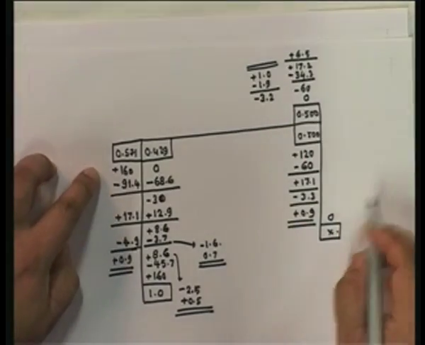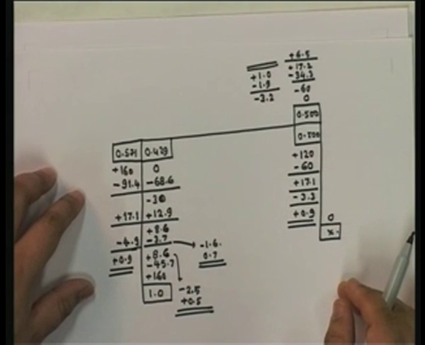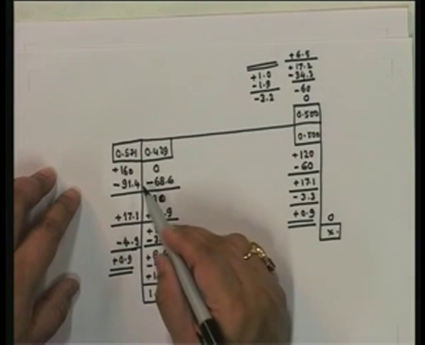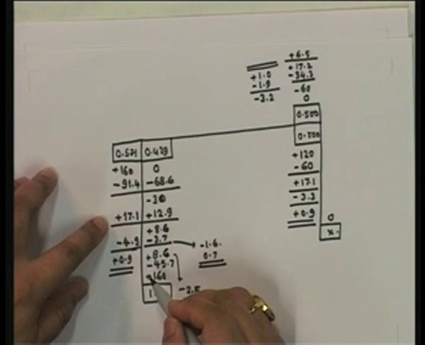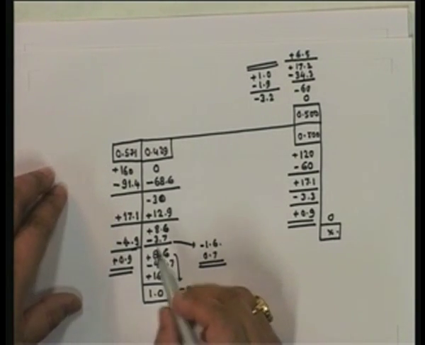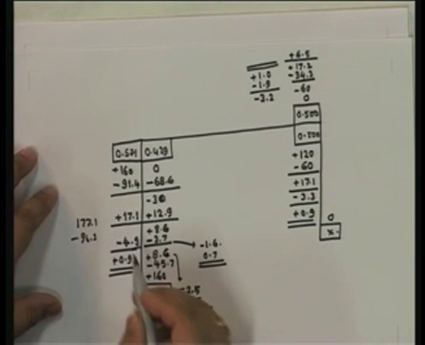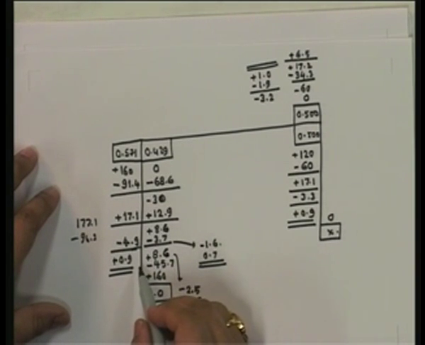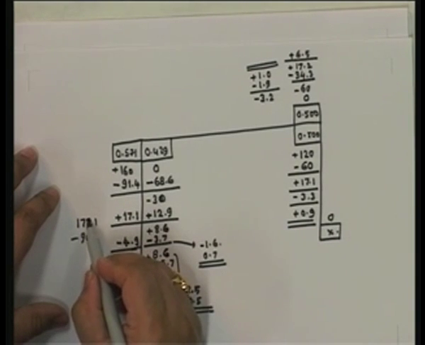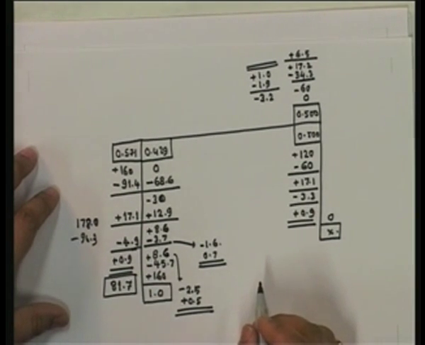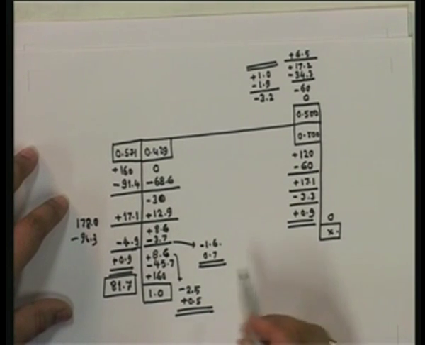So all I need to do now is add these up. And when I add these up, what do I get? I get 177.1 minus 96.3. So I have 177.1 minus 96.3, 178 minus 96.3. So I get 81.7, okay, 81.7.